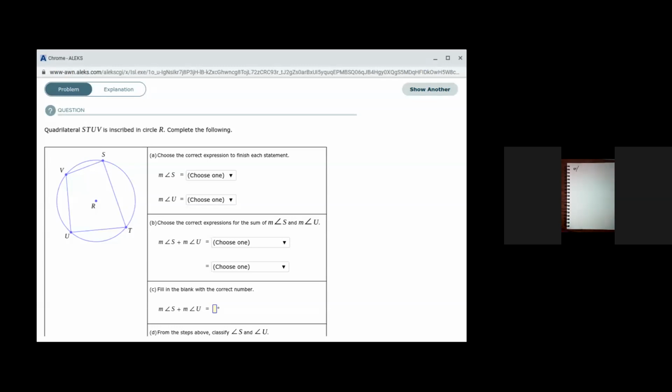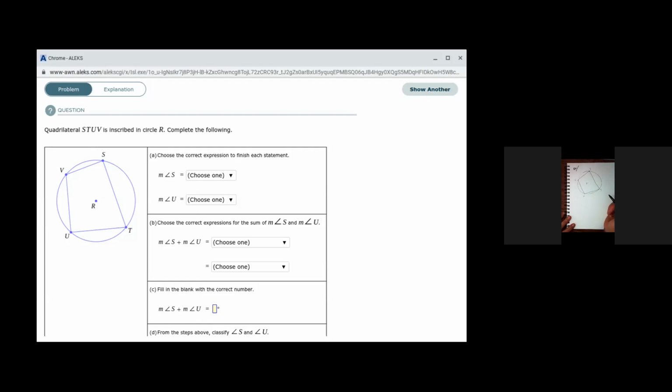It says quadrilateral STUV is inscribed in circle R. What does that mean? All of its vertices are on the outside of the circle. So we got a V and an S, and it's called circle R. We got a U here and a T here. Great. So let's answer some questions.